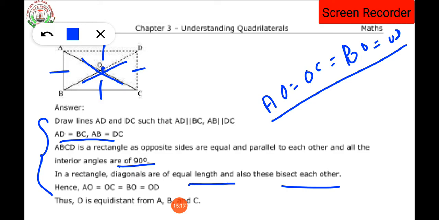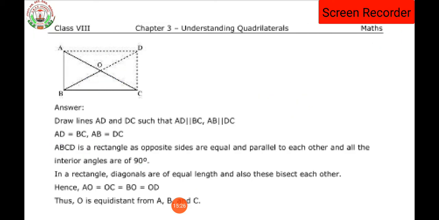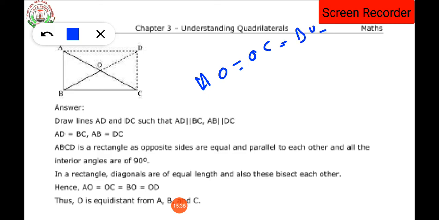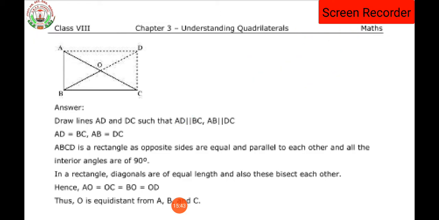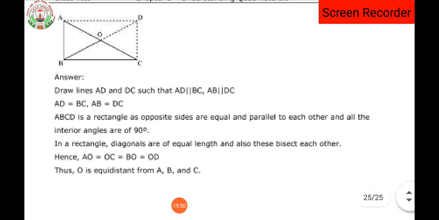That means we have two diagonals, and the diagonals are intersecting each other, so they will intersect at center O. If they are intersecting at center O, that means the AO length will be equal to OC, OC's length will be equal to BO, BO length will be equal to OD. It is so because the diagonals intersect each other at the center point O, that's why. Clear everyone? Hence we can say that O is equidistant from A, B and C.